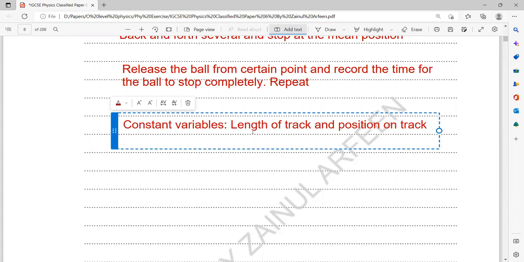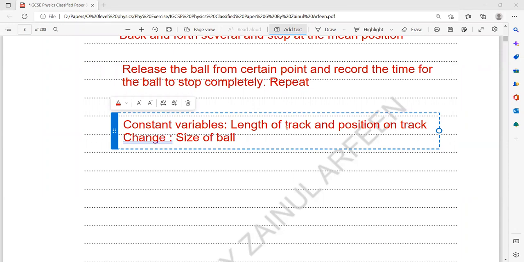And which variable we will change? We'll change the size of the ball. Any one you can mention. Like we can use different size balls, or you can also mention mass of a ball. And if you mention, it's up to you.